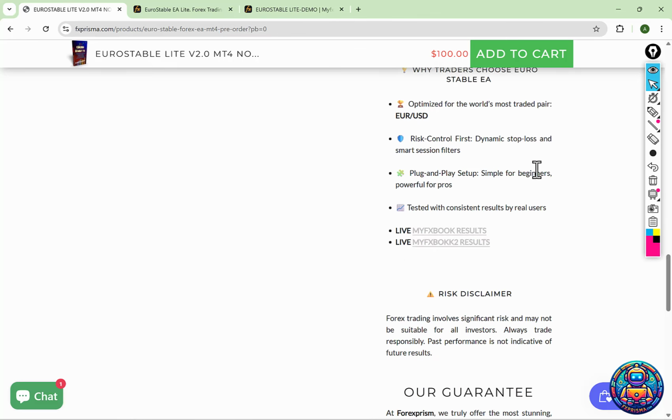The reason why this EA is so interesting is because it is just a plug and play setup. You don't need a high frequency complex procedure type of EA, and it has been tested with live results. The first one is by the vendor and the second one is my own result. I have been testing it on demo for the past few weeks.